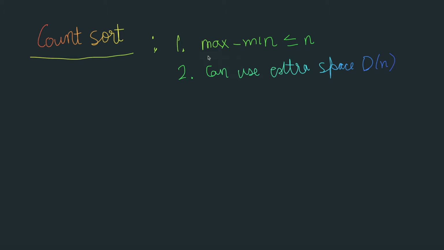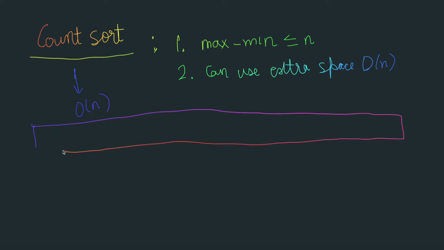So if we know that the difference between max and min is less than or equal to n, and we know that we can use order of n extra space, then we can use count sort to reduce time complexity. The time complexity in case of count sort is order of n. Now let us consider an array of elements and see whether it's advisable to use count sort in this particular case or not.